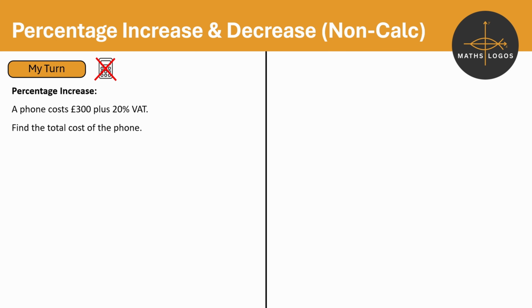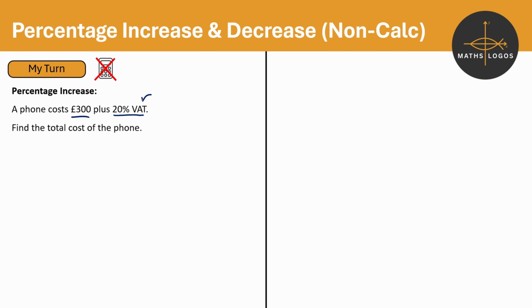Okay, so in this lesson, we're going to look at how to do percentage increase and decrease questions without a calculator. Let's look at our first type of example, which is a percentage increase question. A phone costs £300 plus 20% VAT. Find the total cost of the phone.